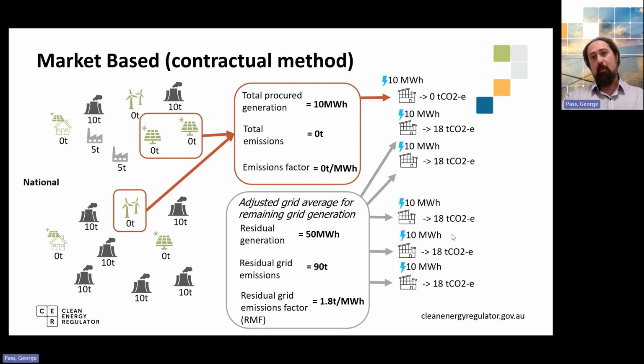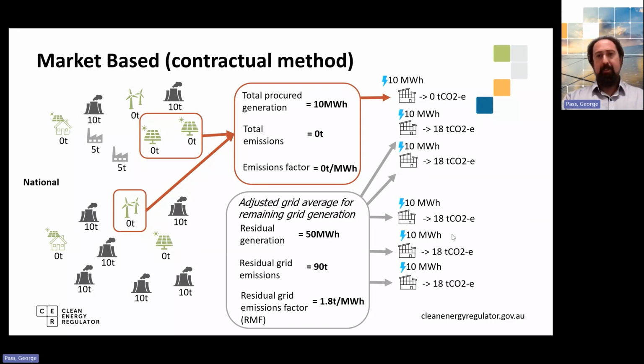The emissions intensity of all the other generators is combined and shared across all other electricity users, as shown in the grey box there. The combined emissions intensity of the remaining generators is referred to as the residual mix factor. And in practice, it's an approximation of the grid emissions factor if all claimable renewables were removed from the total generation.